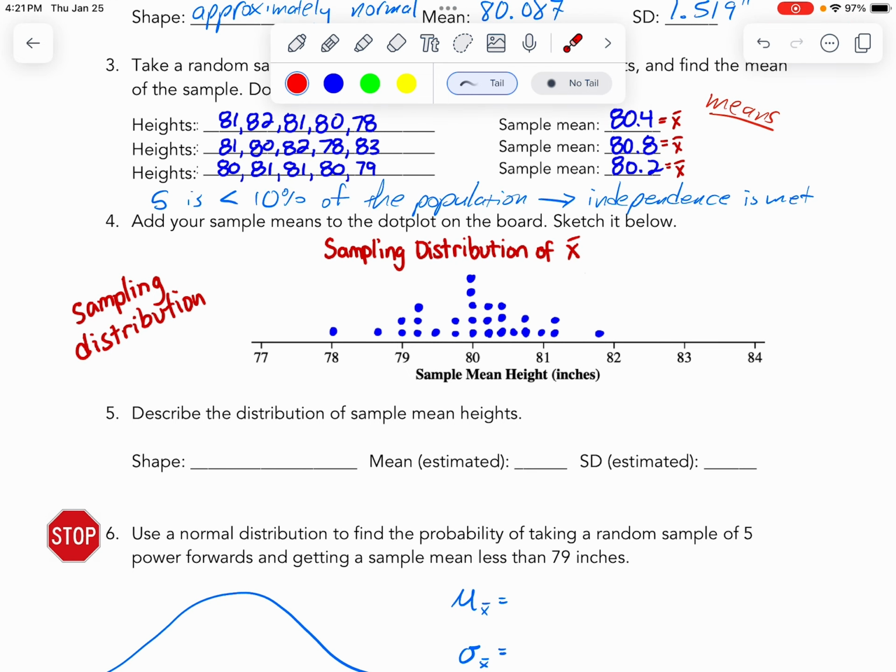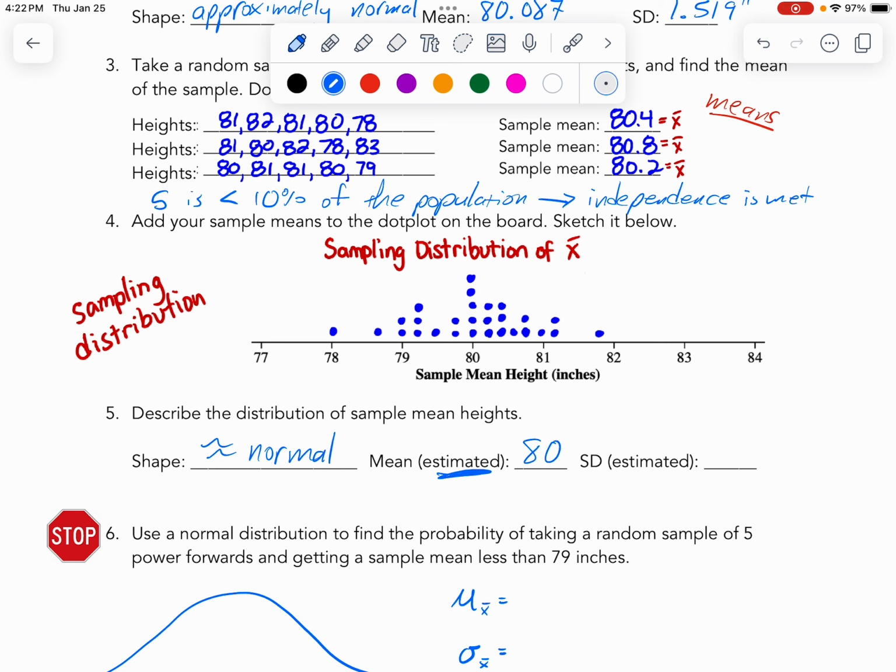They should all kind of look like this. It kind of looks normal, which is the shape, okay? I'd say it's pretty close. It's approximately normal, all right? And the mean, it says estimate it. What do you think the average is? Somewhere in here, maybe? We're just estimating. So I would say maybe it's about 80.